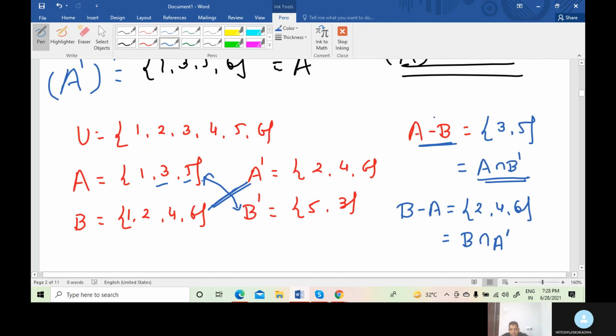So every time you can hear the important thing: A minus B or A intersection B dash always the same. B minus A and B intersection A dash are always the same. Is that clear, student? Okay.